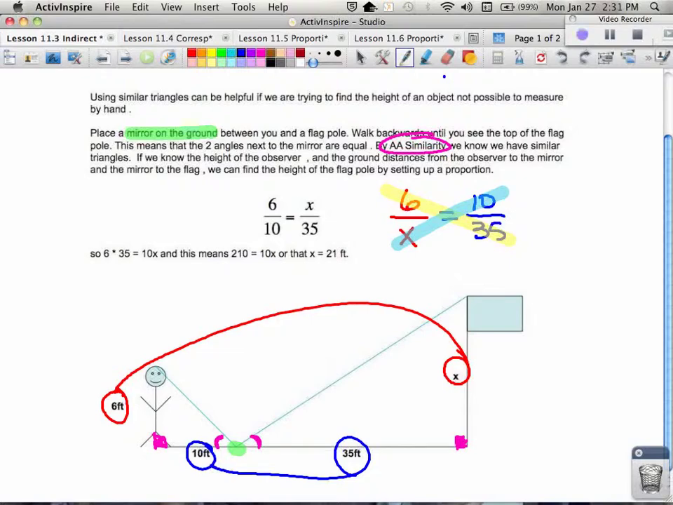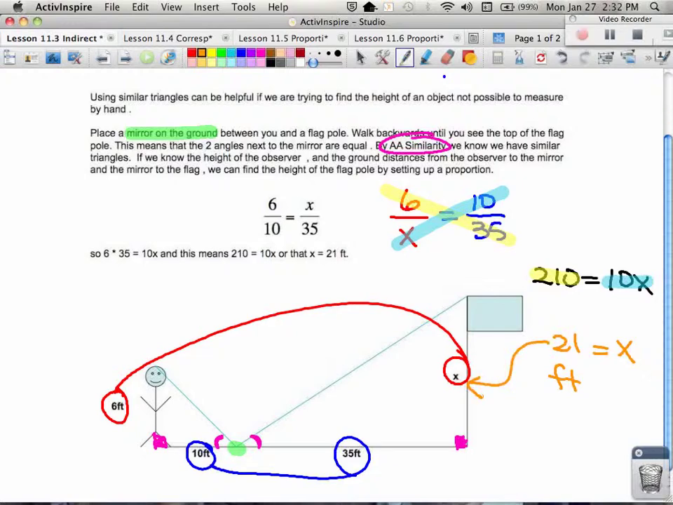When I multiply the 6 times the 35, that's 210. So I write that down. I have my 210. And that's going to be equal to my 10 times my x, which I call 10x. So the 10x is here from the cross multiplying, and the 210 is from the yellow being multiplied. And then when I divide both sides by the 10, I end up with 21 as my answer. So x equals 21, and my label would be in feet, and that's representing the flagpole height.